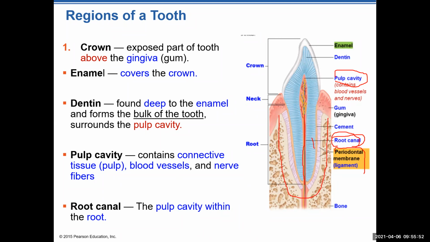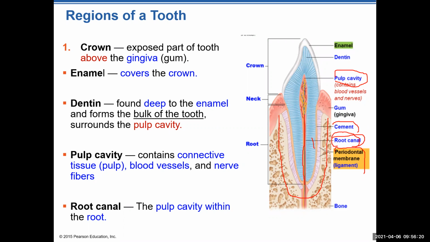So beneath this periodontal ligament, we have something called the cement, or you can say the surface of the dentin right over here. It's covered with a substance called the cement. Cement, or cementum, we call it, right? So cementum is like a bone-like substance, and its main function is to anchor the tooth to the jaw.